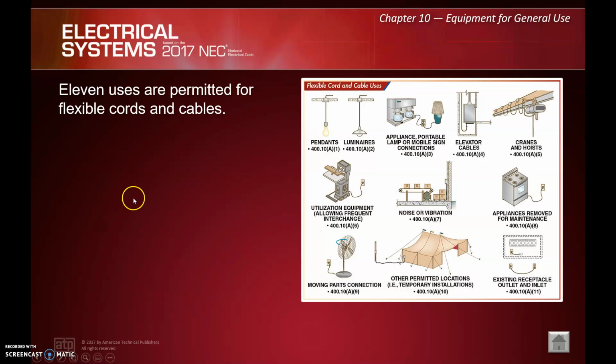So we have 11 uses specifically permitted for flexible cords and cables. Many of these should not be a surprise. Pendant luminaires, essentially anything that's portable, right? And that gets to this kind of equipment. We've got shop equipment. We've got anything with moving parts that need to connect is a big one. I don't think many of us are going to fall under this section, but appliances, that's a big one. So your ranges, your dishwashers, anything with vibration or noise, where a rigid connection would vibrate loose, we're okay to use flexible cords.